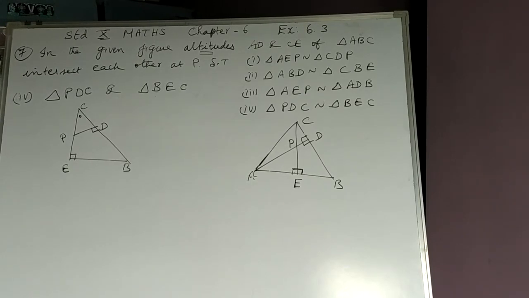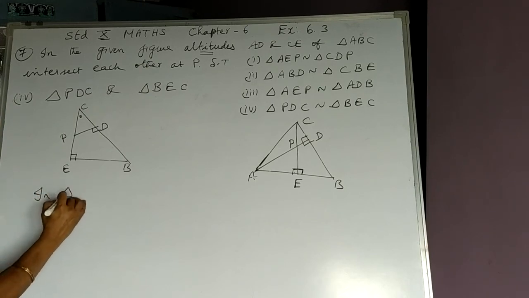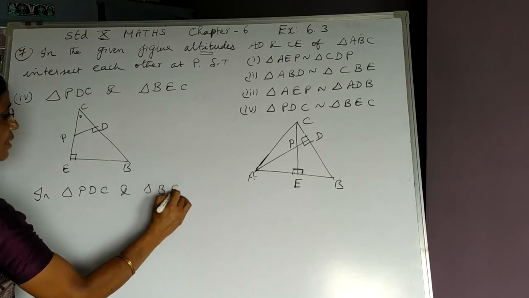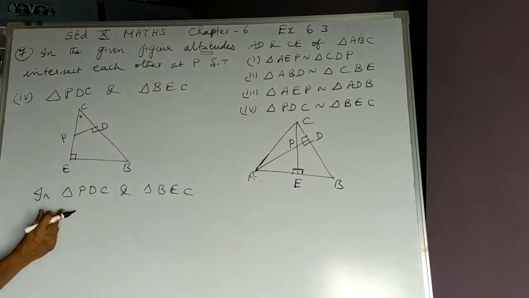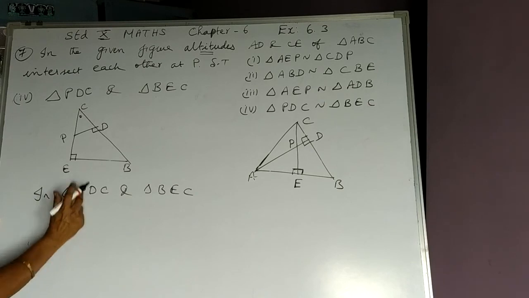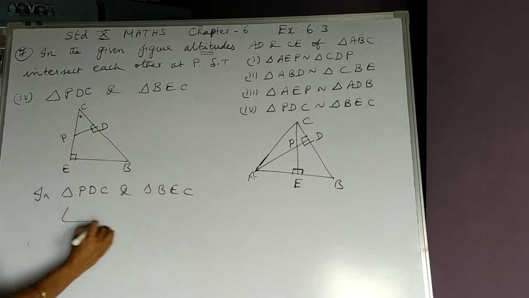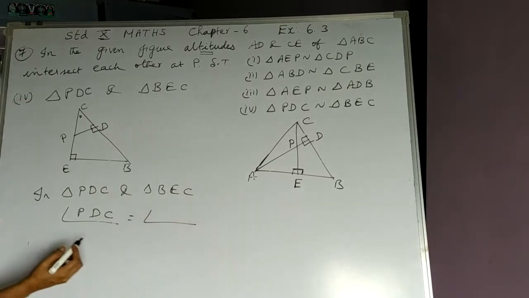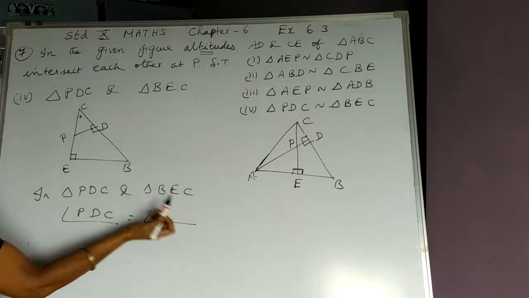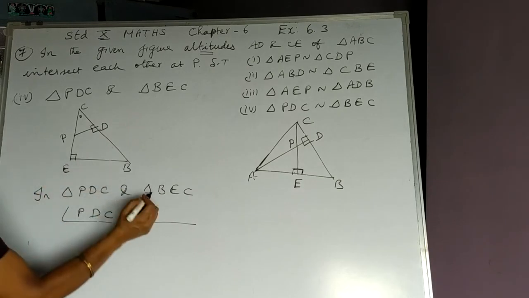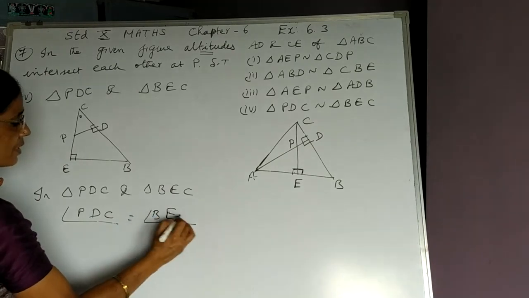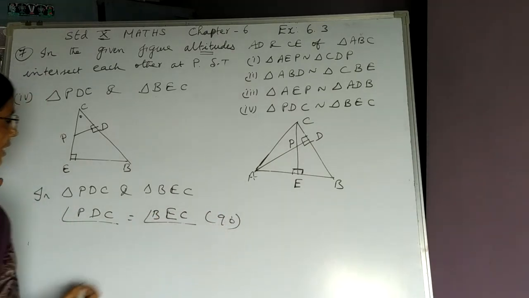Similar to the first three subdivisions, we are going to prove this fourth one also. The triangles required are triangle PDC and triangle BEC. Which angle is 90 degrees in triangle PDC? It is angle D. How do we write angle D? It is angle PDC, which is 90 degrees. In triangle BEC, which angle is 90 degrees? It is angle E. How to write angle E using three alphabets? It is angle BEC. Reason is 90 degrees.